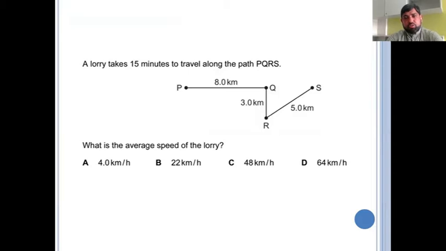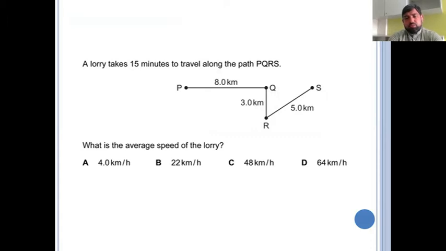Okay, a lorry takes 15 minutes to travel along a path PQRS. What is the average speed? Again, total distance covered upon total time. So the total distance covered here is 8 plus 3 plus 5, that is 16 kilometers, upon 15 minutes. So that needs to be converted to hours. You can do it in 2 ways.